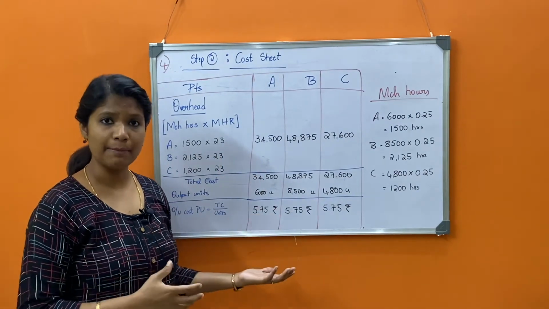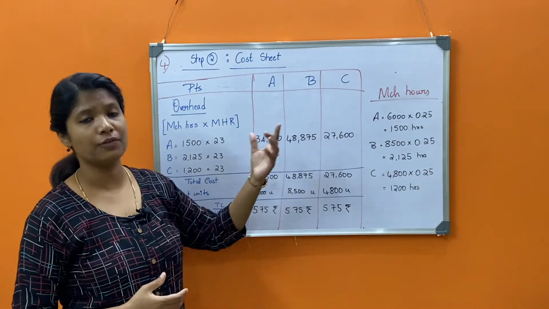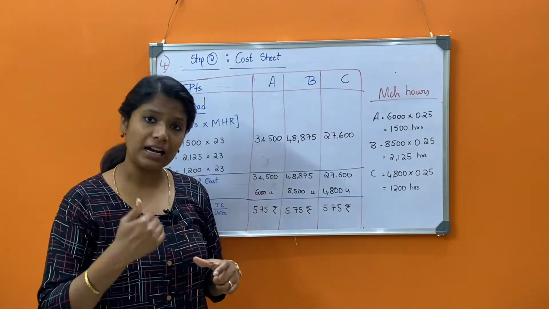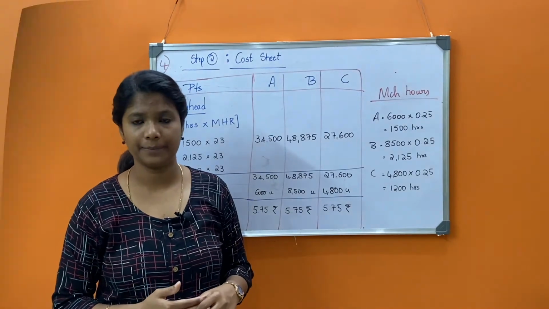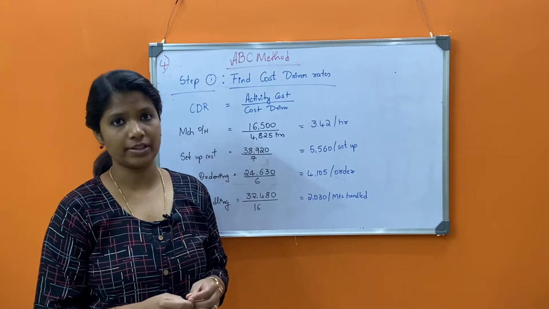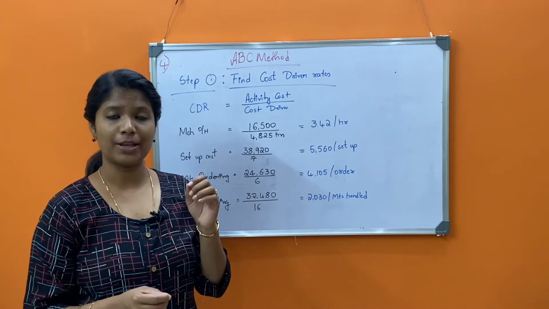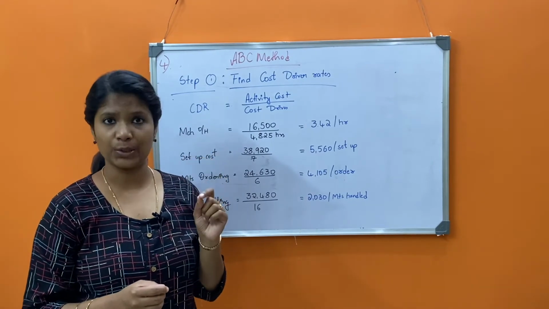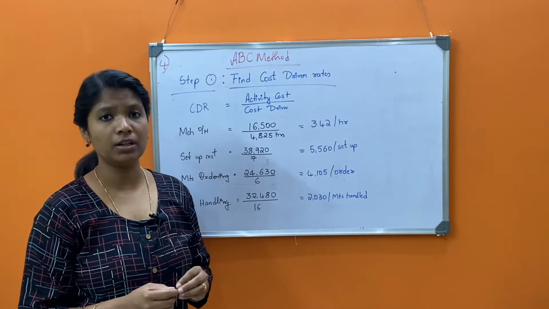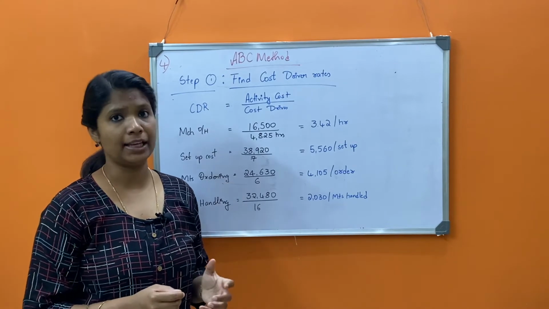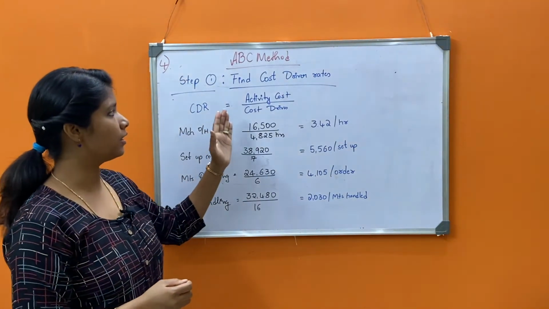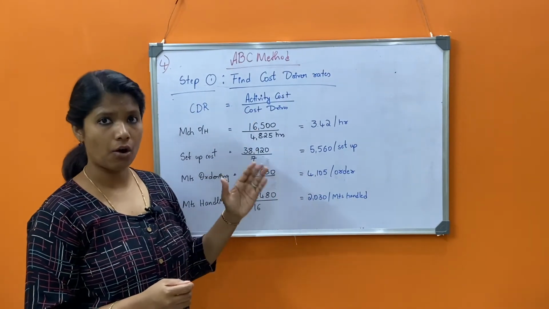Now we'll solve the same question with the same given data of A, B, C products under the method of ABC costing. So in the ABC method, the first step, as we know, is to find out the cost driver rates. In the question they have mentioned four different activities: machine oriented overhead, setup cost, materials ordering cost and materials handling cost. The formula is activity cost divided by cost driver.